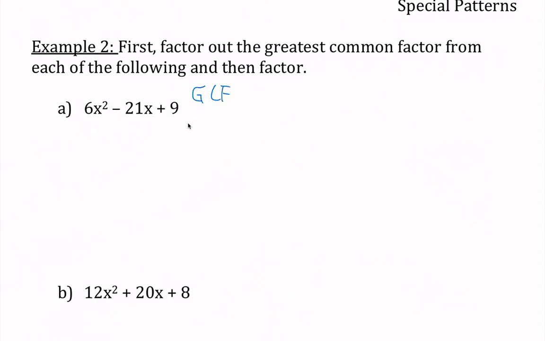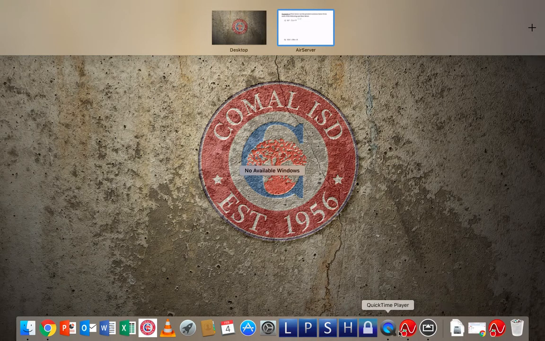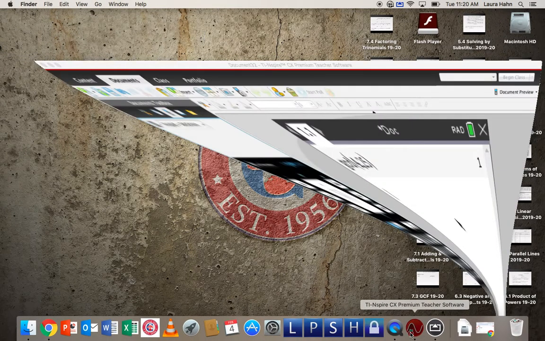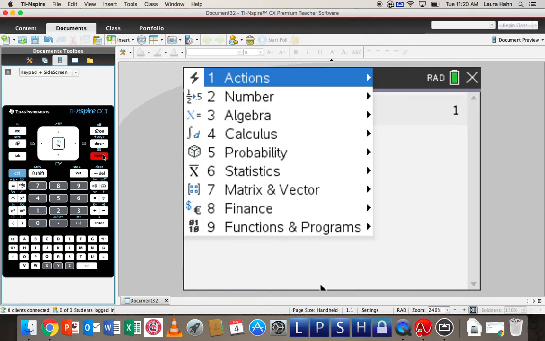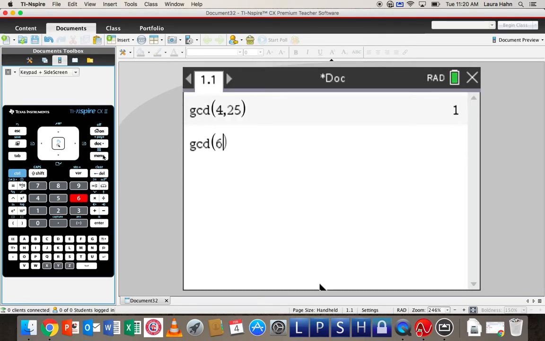So remember, we can use our calculator to help us if we're not very good at it. So I need to find the greatest common factor between 6, 21, and 9. So I go type in my two smallest numbers, so 6 and 9. Oops. So menu 2, 5. 6, 9, which most of y'all should be able to do in your head, is 3.